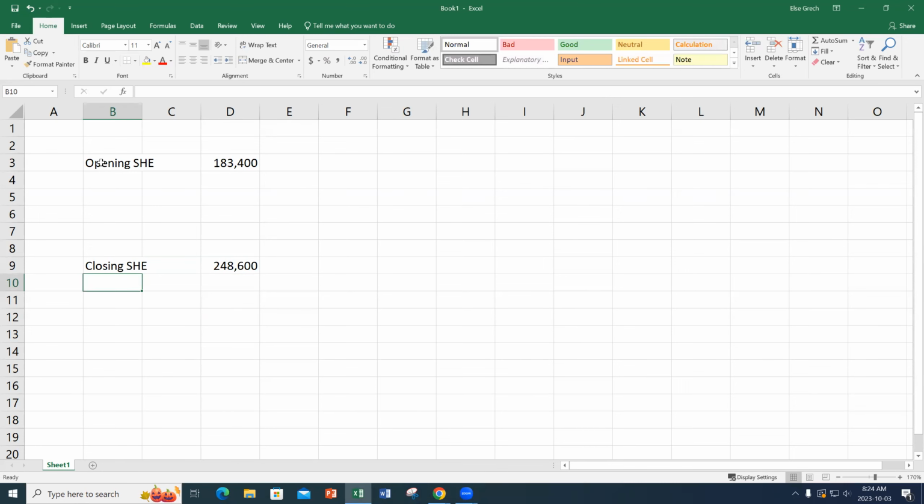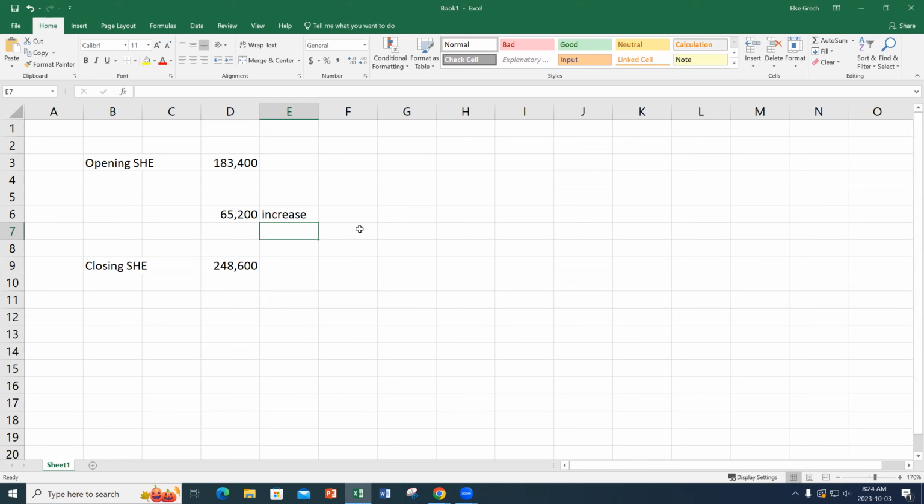And let's say that's $248,600. So they ask you to calculate what happened to shareholders equity between the opening and the closing date, right? So we just do the calculation. We take the closing shareholders equity, we subtract the opening shareholders equity. If it's positive, we know that this is an increase. So that seems to be straightforward and students understand that.